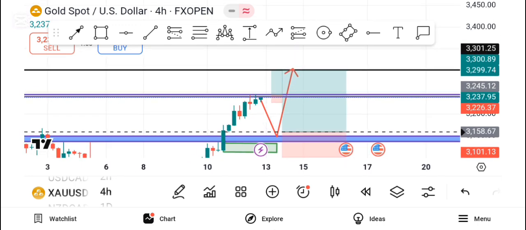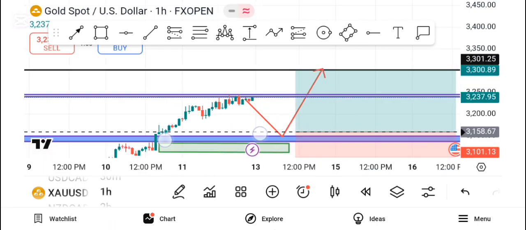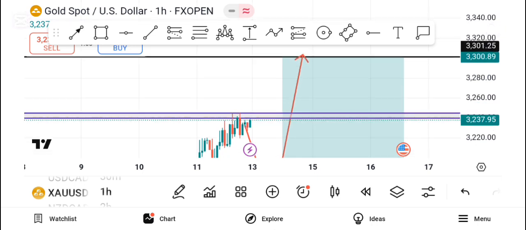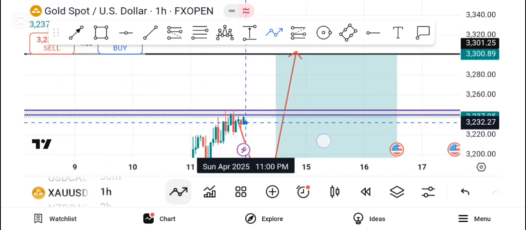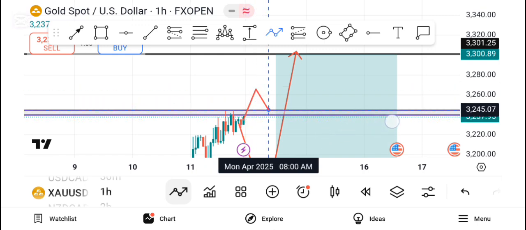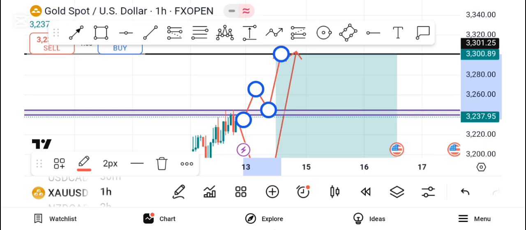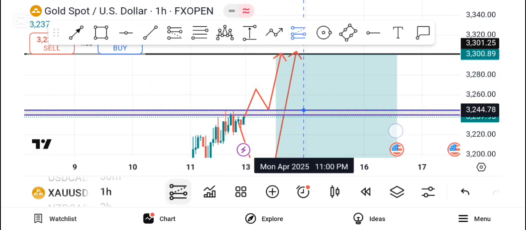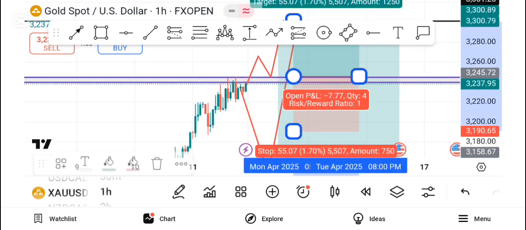But maybe let me go to the lower time frame, like 1 hour or so. You can see this structure over here. Maybe price might break this level, then retest. You can also buy from this level. Just target 1:2 and take your profit. Something more like this. But this might happen, might not happen.